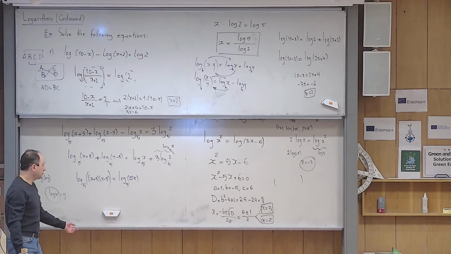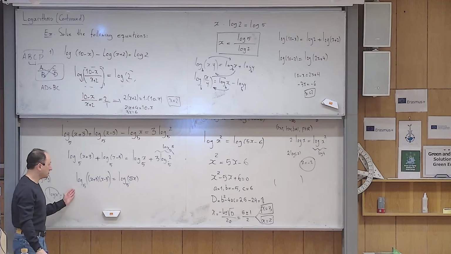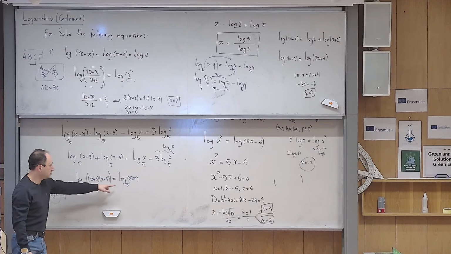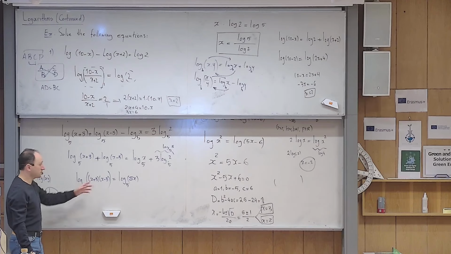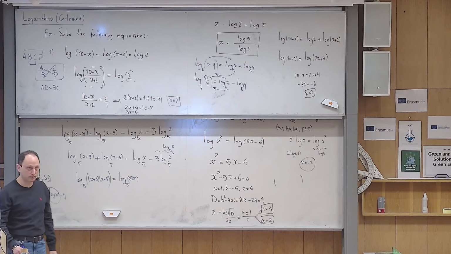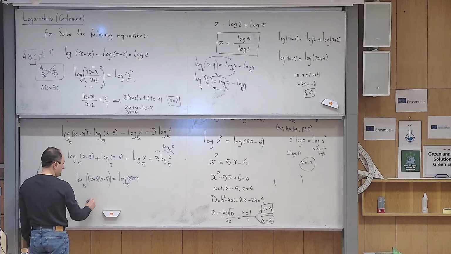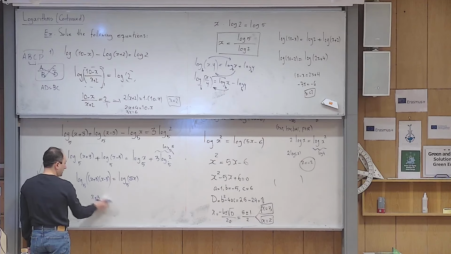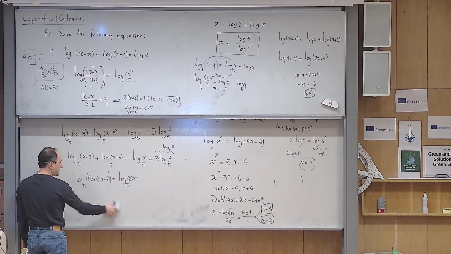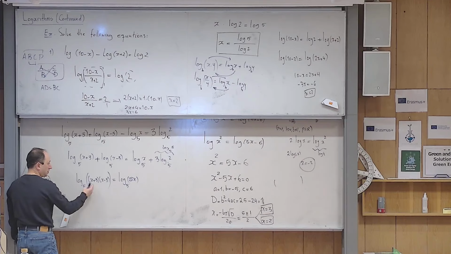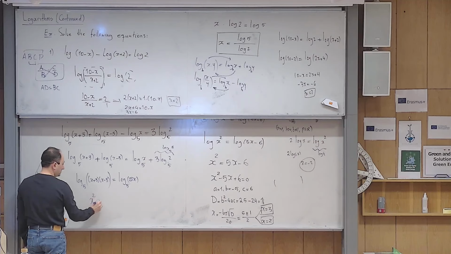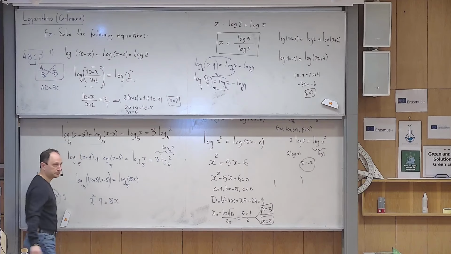And now be careful. Can I get rid of logs? Yes, because the bases are the same. Be careful. If the bases are not the same, you are not allowed to get rid of them. But here we can get rid of them. So this becomes x plus 3. By the way, x plus 3 times x minus 3 is which rule? You have the exam next week. Conjugate rule. So it becomes x squared minus 9 is equal to 8x.